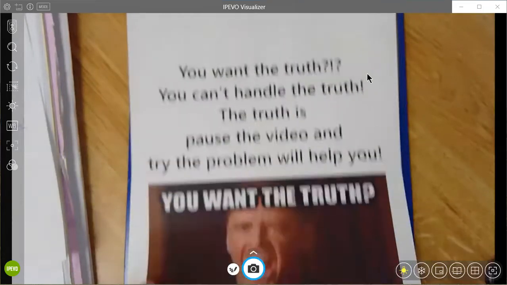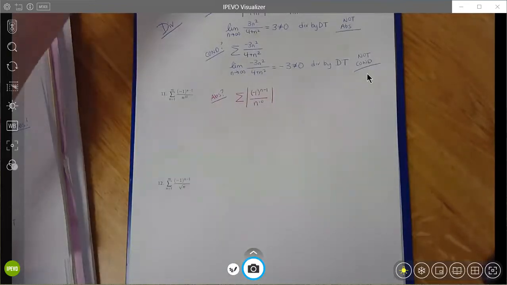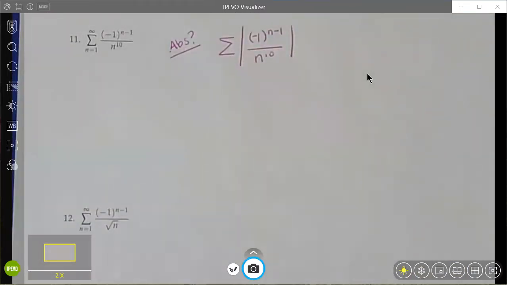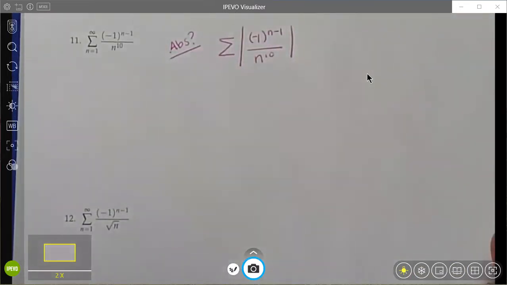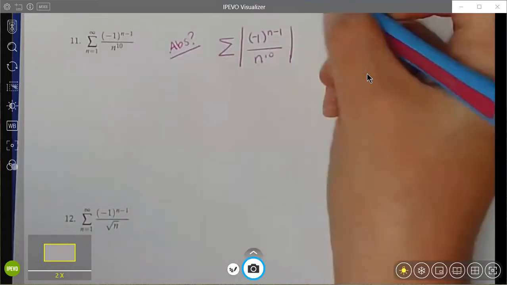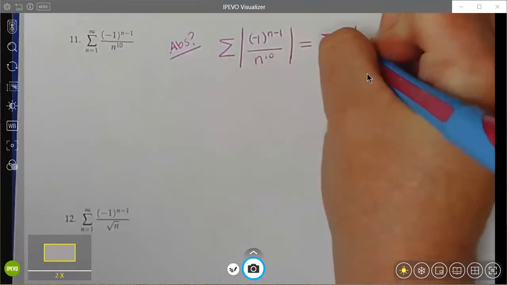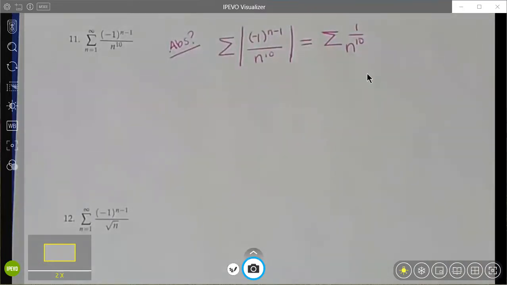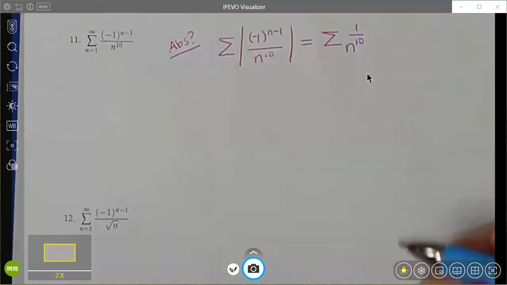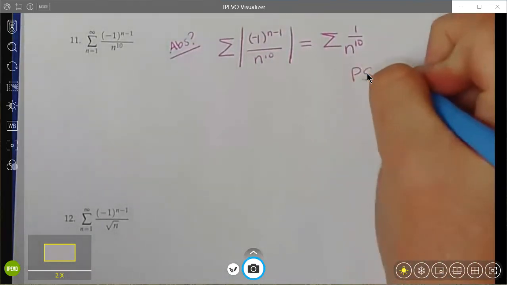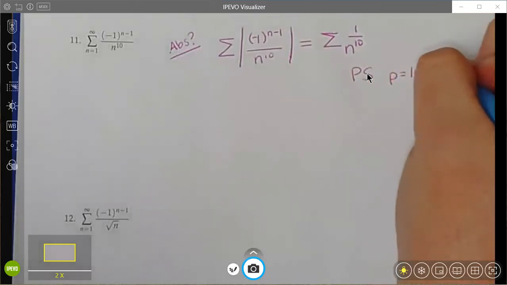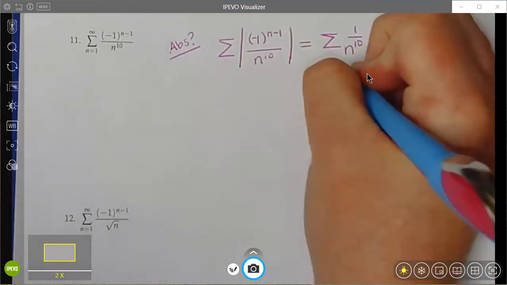All right, so let's come back and see if we got to the same conclusion here. Let me zoom back in. If I simplify this after applying the absolute values, what I have is the series of 1 over n to the 10th. If I think about my flow chart, the first place I start is, do I have a recognizable form? Do I have a geometric or a p-series? It turns out I have a p-series here, and my p is equal to 10, which is bigger than 1, which means this is a convergent p-series.